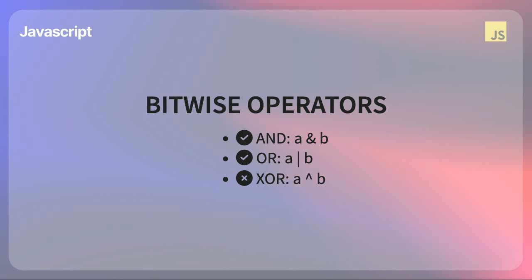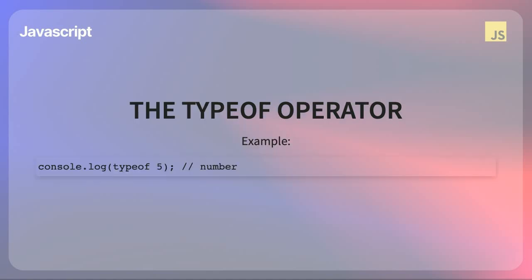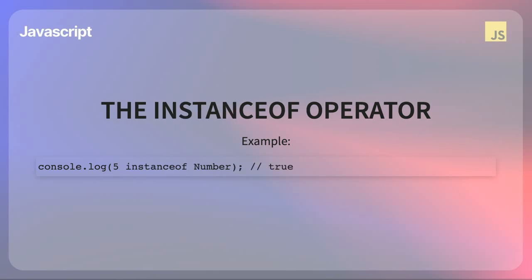Bitwise operators are used to perform operations on the binary representation of numbers. The typeof operator is used to determine the data type of a variable. The instanceof operator is used to check if an object is an instance of a particular constructor.